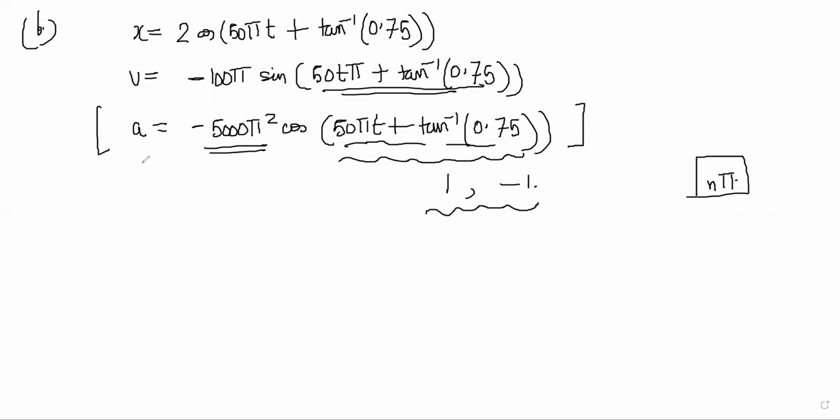Part C is, when does the particle come to rest for the second time? Second time, again, same thing. Make it equal to n pi, but put n equal to 2.